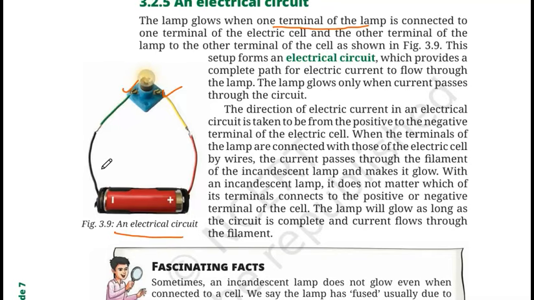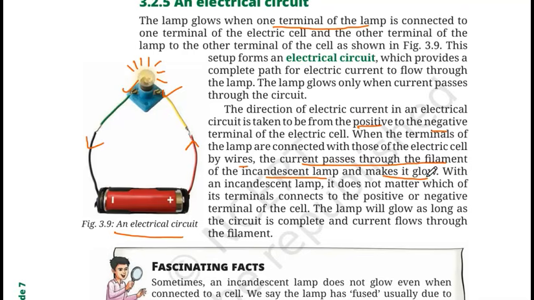Okay, so this is a setup of a simple electric circuit. Here it provides a complete path for electric current to flow through the lamp. So current will start flowing from the positive terminal of the battery to the negative terminal of the battery, and this flow of current will make the lamp glow. All right, so the direction of current is taken from positive to negative. As you can see, I have marked over here. When the terminals of the lamp are connected with those of the electric cell by wires, what happens? The current passes through the filament of the incandescent lamp, and what does it do? It makes it glow.